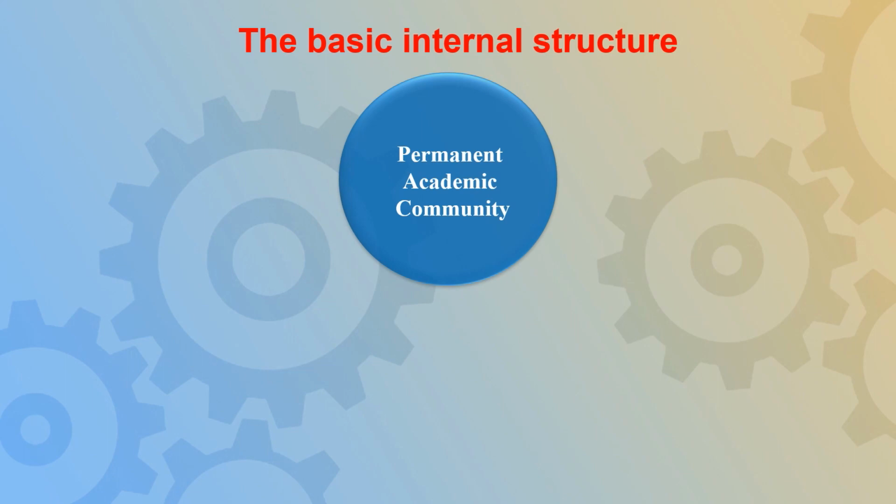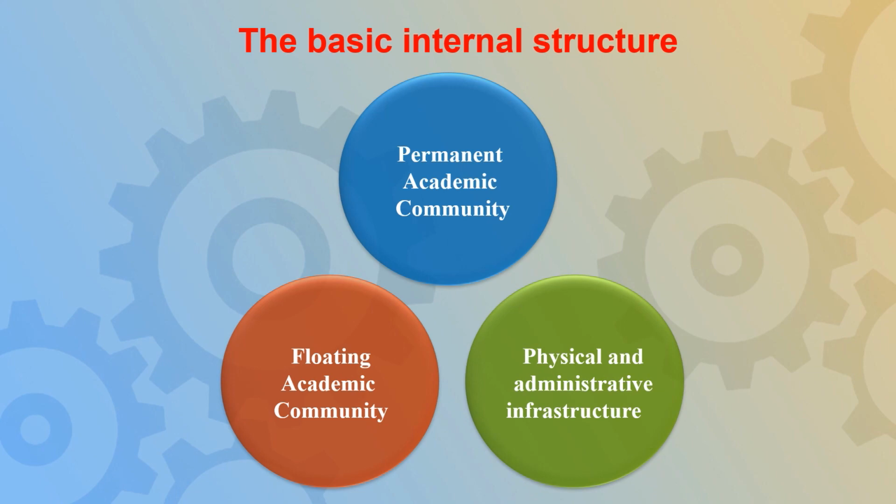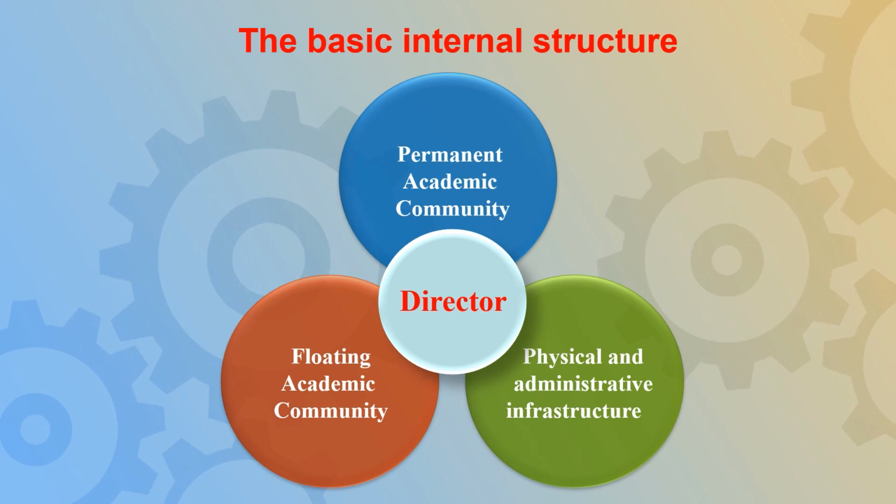The permanent academic community forms one component. Floating academic community, that is the students, form another component. Physical and administrative infrastructure, including the personnel, form the third component. And all of these at the center is the head of the institution, either the director or vice chancellor, as the case may be.